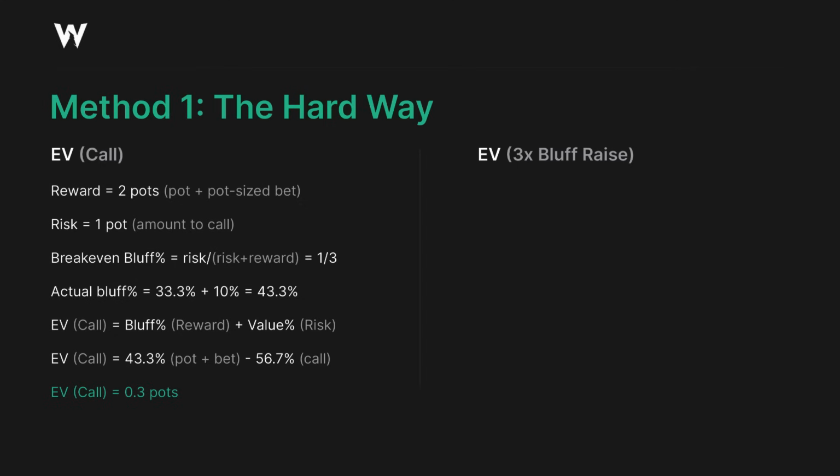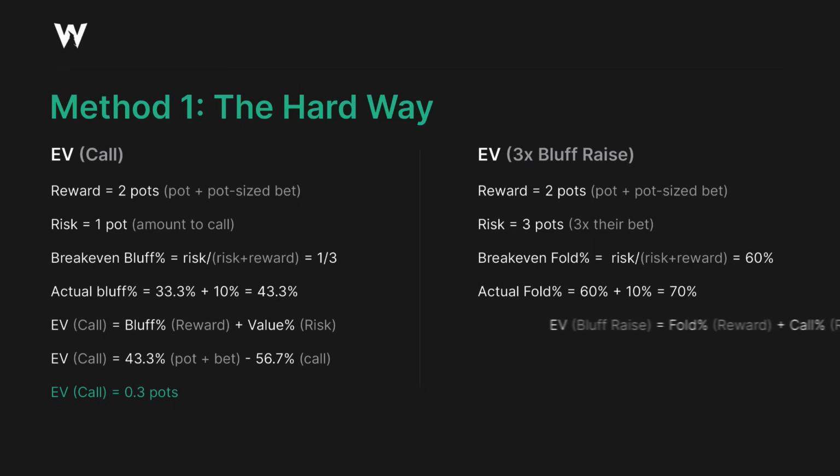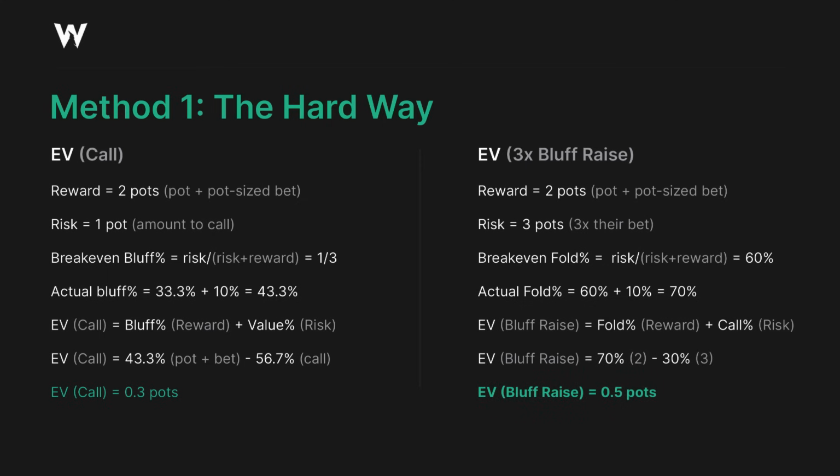If you raise 3 times the bet and you're successful, well, they've put in a pot size bet, so you gain the pot plus their bet, 2 pots. If you're unsuccessful, if your bluff raise gets called, you lose 3 pots, 3 times the bet. Again, you can calculate the break-even fold percentage, add 10%, you get the actual fold percentage, plug all that into an expected value equation, and you can find that the EV of bluff raising is 0.5 pots. So obviously, bluff raising is better than calling, right?